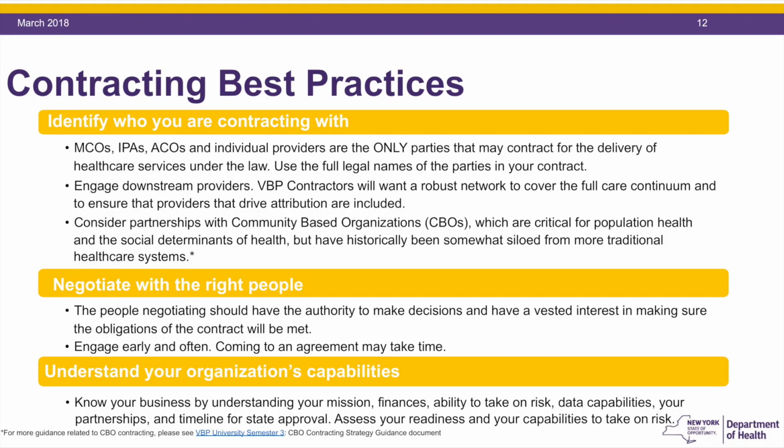The second best practice is negotiate with the right people. So time is of the essence. Knowing who the parties are that you negotiate with is key. And then again, engage early and often, which means keep those relationships going, keep talking and proliferating those relationships.